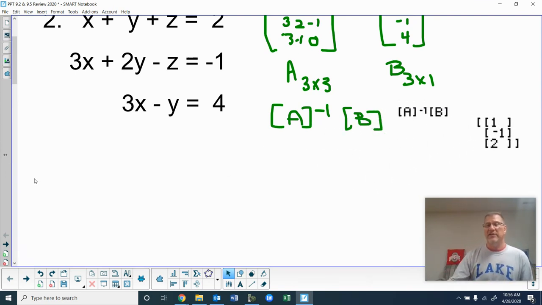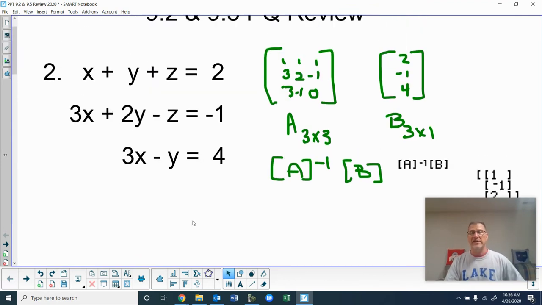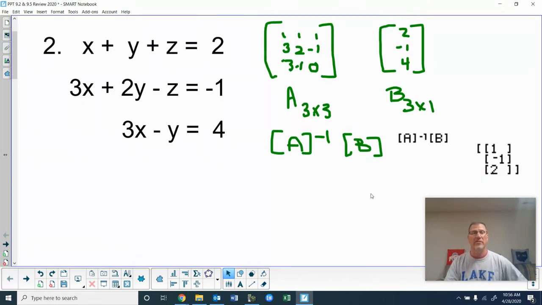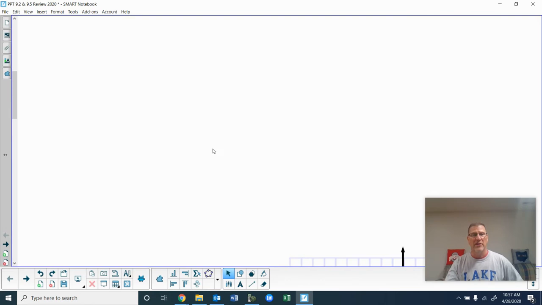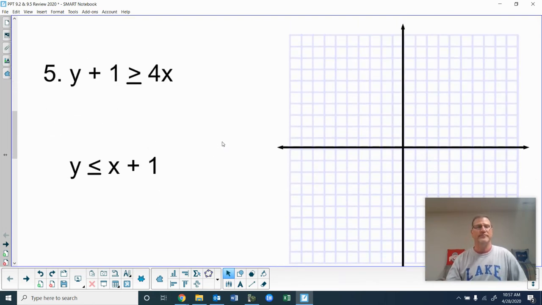1 for X, -1 for Y, and 2 for Z. Okay, so again, just quick on that. I think either you forgot that you put a 0 there, or you might have forgot the inverse. Okay, that's real easy stuff. All right, a couple graphs here.